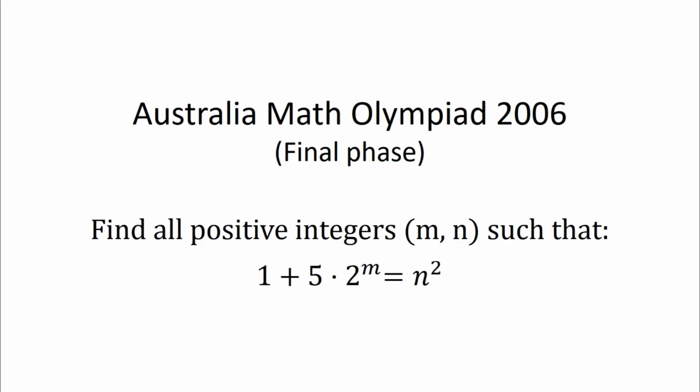Today we have selected a problem from the Australian Math Olympiad of 2006, from their final phase. But actually this problem, being a classical one, has appeared in many other Olympiads around the world, and that's why I think it is interesting to take a look at its solution. The problem states: find all positive integers m and n such that 1 plus 5 times 2 to the power m is equal to n squared.